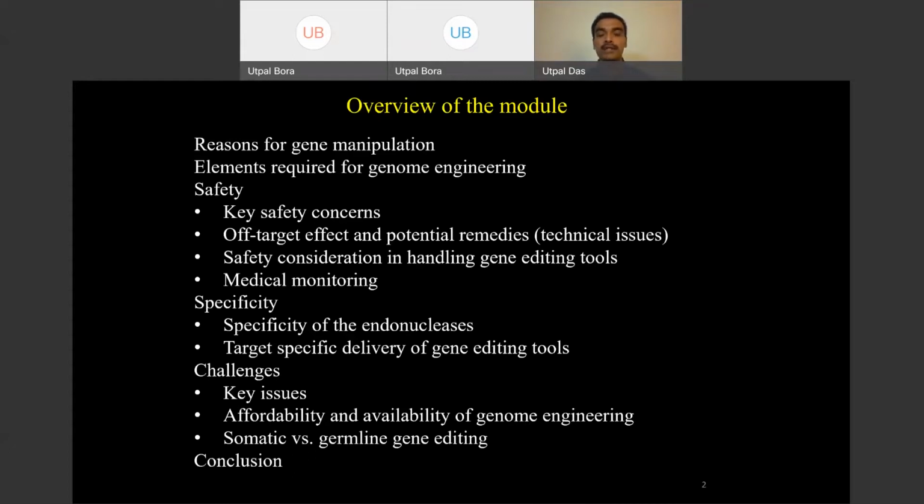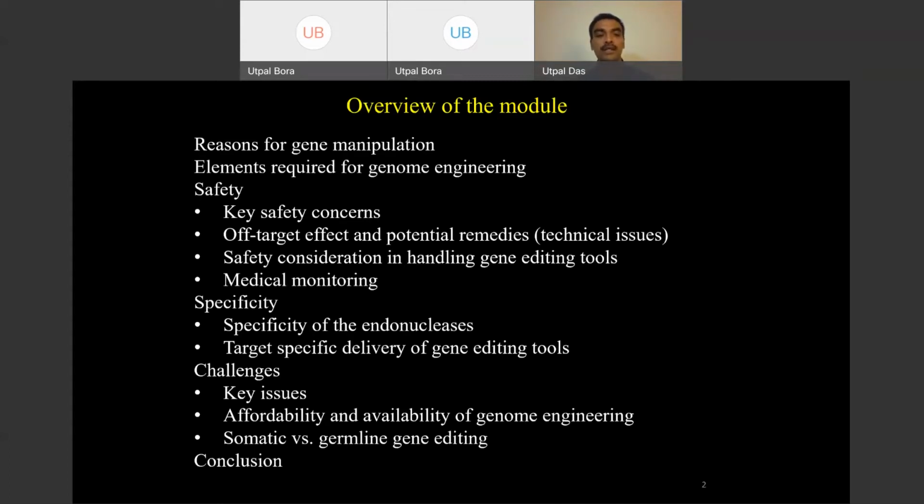Then we'll also discuss a little bit, not on technical safety, but on handling genome editing tools, which is more of a personal thing. And then something on medical monitoring. Then we'll discuss a little bit on specificity. Specificity and safety are separate words, but they are complementary to each other. If there is more specific technology, there will be less safety concern. But still, I'm trying to segregate these 2 words, just for learning purposes.